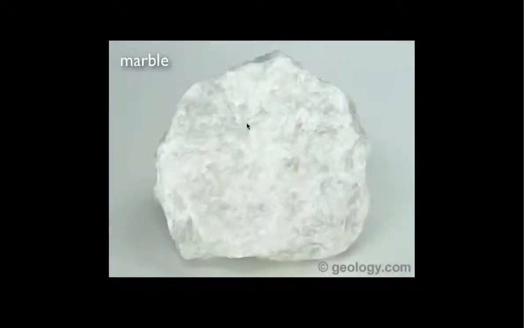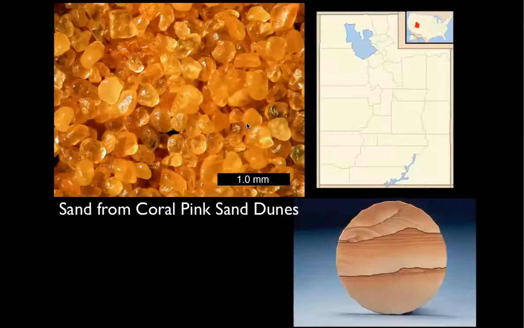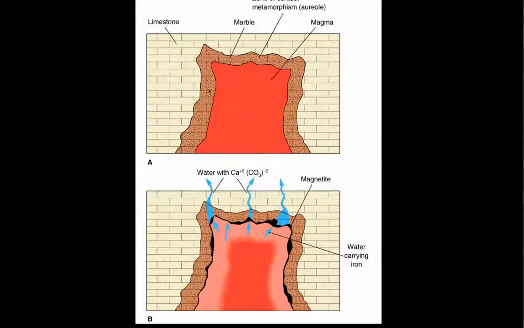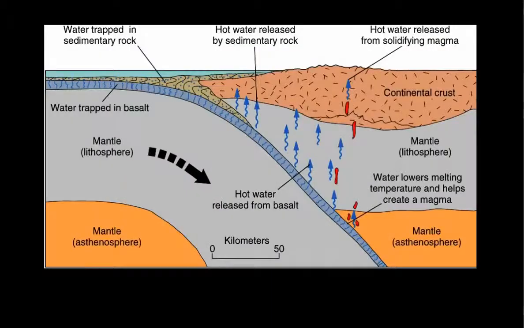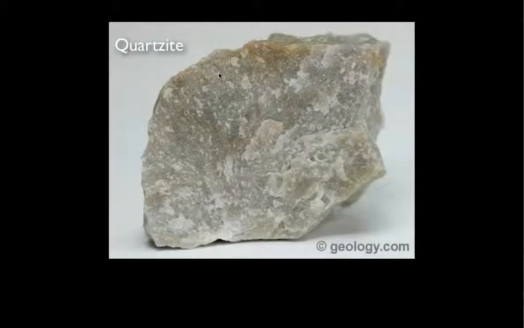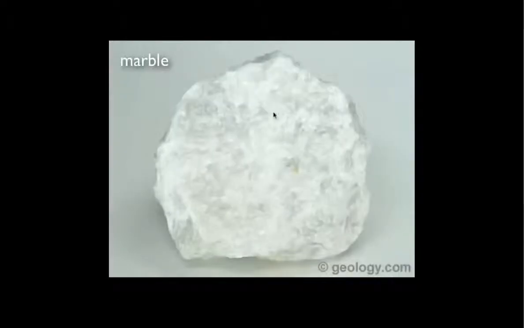Cool. Now marble. Marble is made from, remember I showed you this before? Marble is made from limestone that has been baked. If you have a pluton and it bakes the limestone, you make marble. Now, this is important because if you put a drop of acid on quartzite, you're putting a drop of acid on silicon dioxide. It won't bubble.